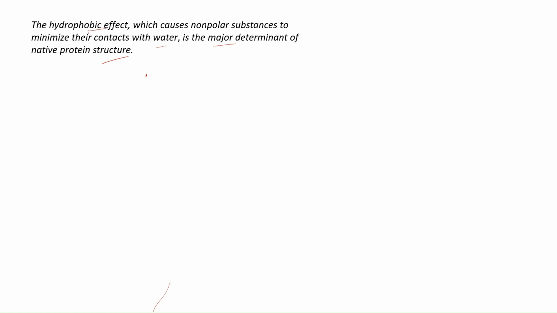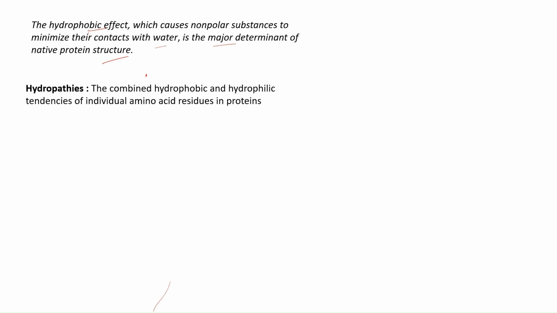When we study DNA, we'll find that the major non-covalent interaction that helps in stabilizing the DNA is hydrogen bond. Though all the non-covalent interactions will be found in protein also, all the non-covalent interactions will be found in DNA also. Now, what is hydropathy? This is the combined hydrophobic and hydrophilic tendency of individual amino acid residues in proteins.